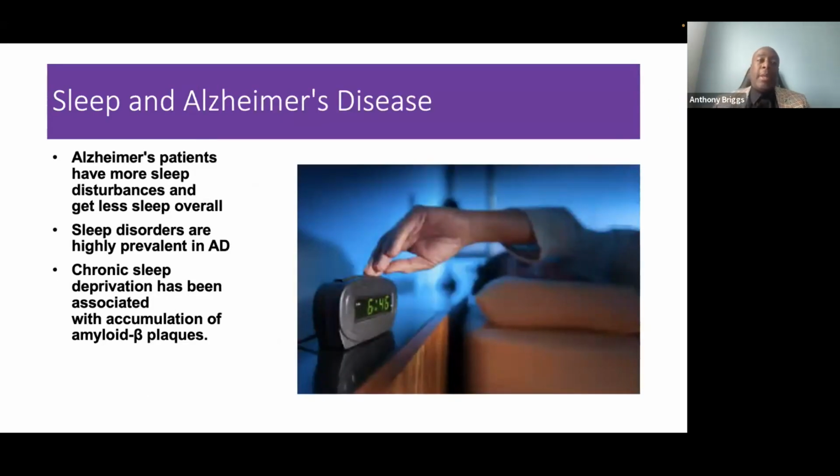Sleep in AD. Alzheimer's patients have more sleep disturbances and get less sleep overall. Sleep disorders are highly prevalent in AD. Chronic sleep deprivation has been associated with the accumulation of amyloid plaques.